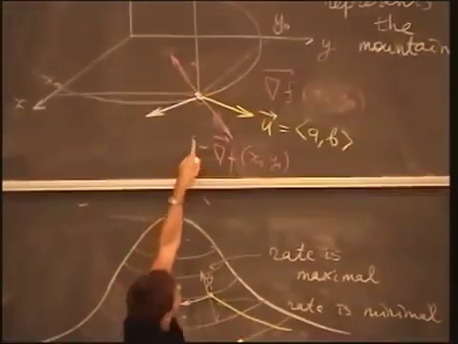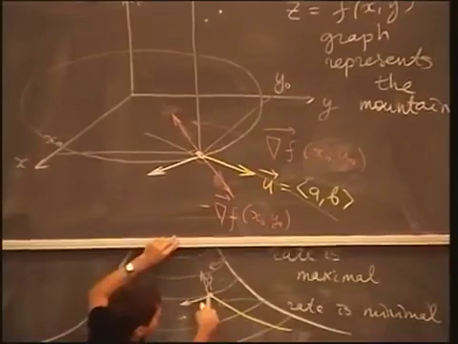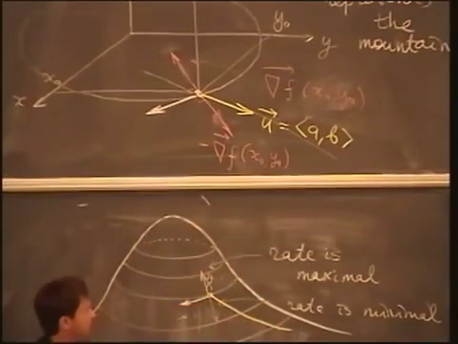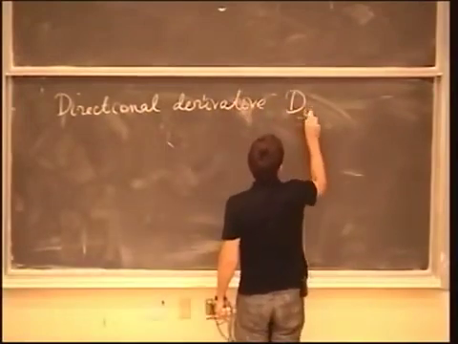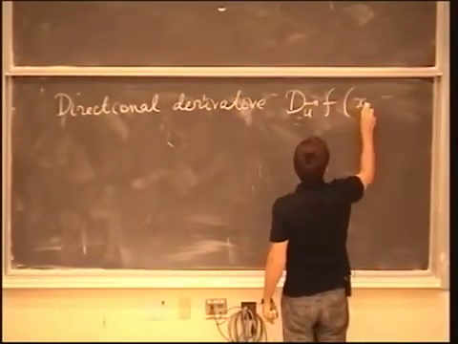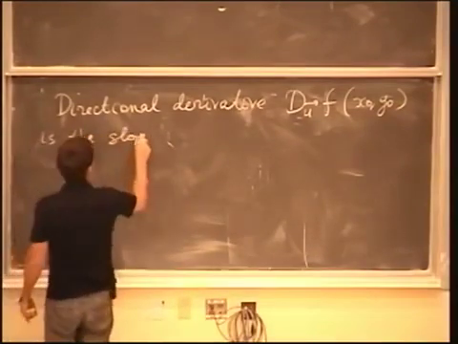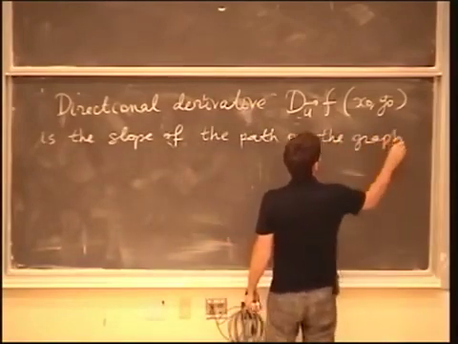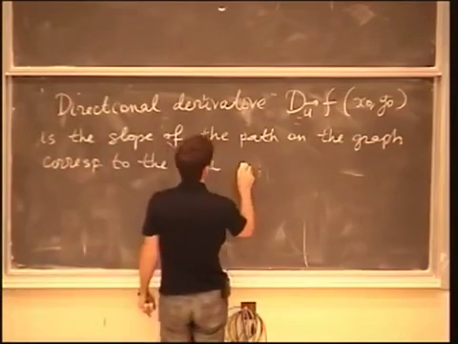So this direction, or more precisely, this line, which contains this vector, will correspond on the mountain to some specific path, which starts at this point and then goes somewhere. Okay, and what we are calculating is just the slope of that curve, of that path. So the directional derivative d sub u f at (x0, y0) with respect to this vector u is the slope of the path on the mountain, or on the graph, corresponding to the line containing u.